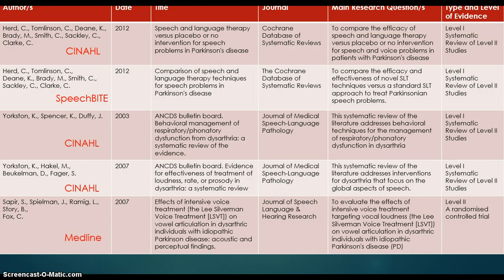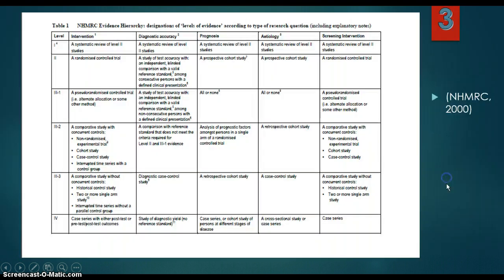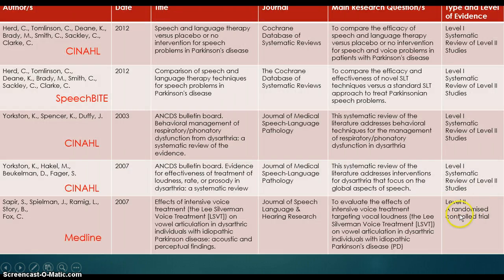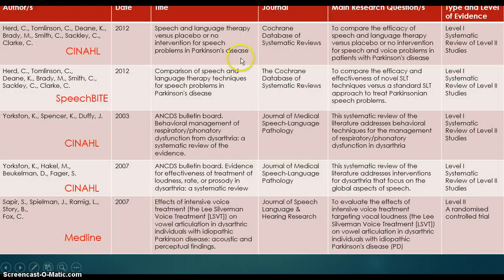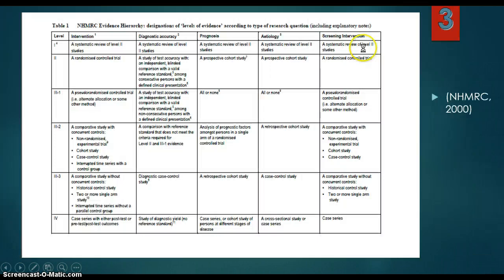I put systematic reviews as the top 4, as this is the highest level of evidence according to the NHMRC hierarchy. And I put the randomized control trial at the bottom. So here's our NHMRC hierarchy for intervention questions such as this: systematic review of level 2 studies, aka randomized control trials, are top, and second are randomized control trials. I put this article first as it seemed to address the PICO question the best.